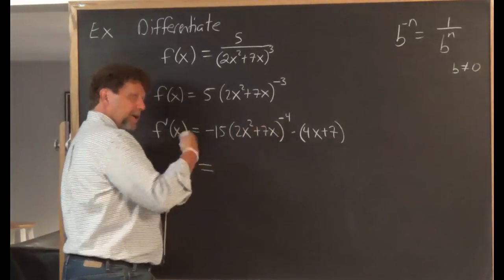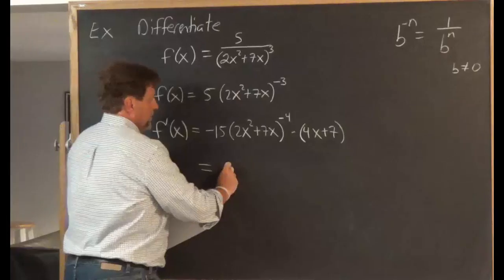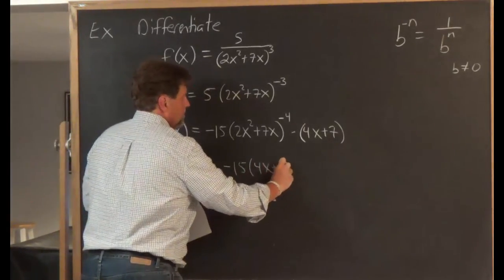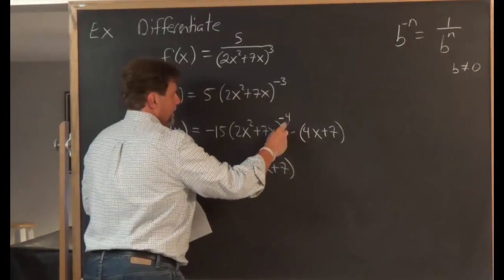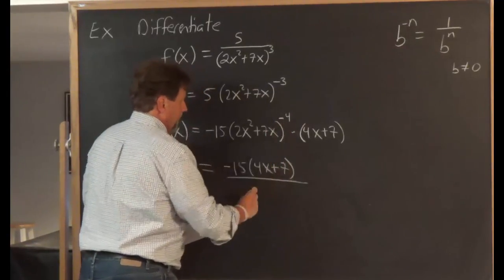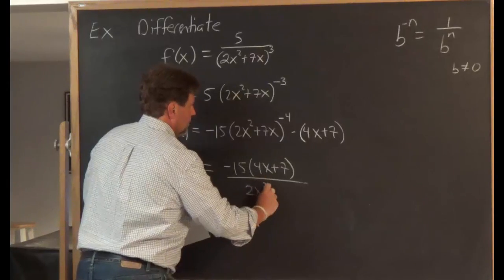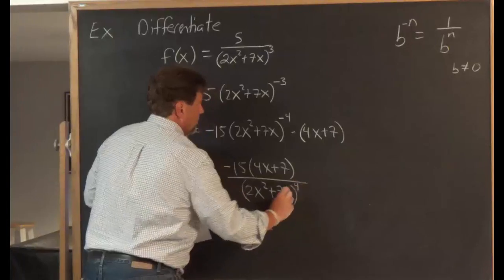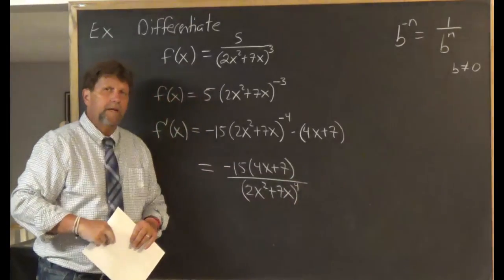And if I want, I can do one step of algebra to clean it up, and that's to get rid of that negative exponent now. So I'd have a negative 15 times 4x plus 7. I get rid of the negative exponent by dropping it back down to the denominator. And that's all there is to it.